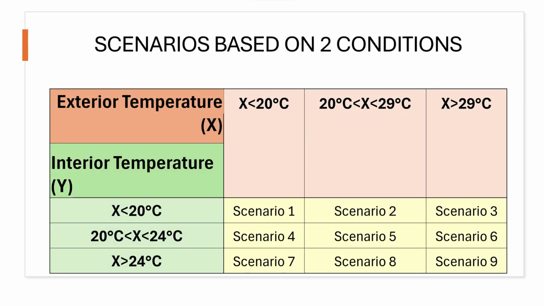Next, I have created a table to define scenarios. For the first combination, I have made a connection between interior and exterior temperature. For exterior temperature, my conditions are if it's lower than 20 degrees, if it's in between 20 and 29 degrees, or it's higher than 29 degrees. For the interior temperature, I have used similar conditions, which are lower than 20 degrees, in between 20 and 24 degrees, and higher than 24 degrees. As you can see on the table, I have come up with 9 different scenarios.